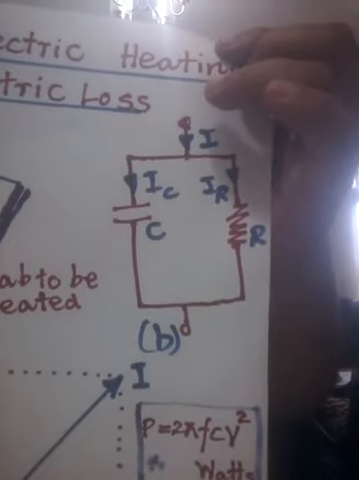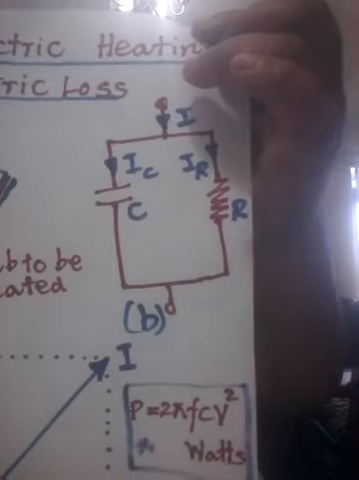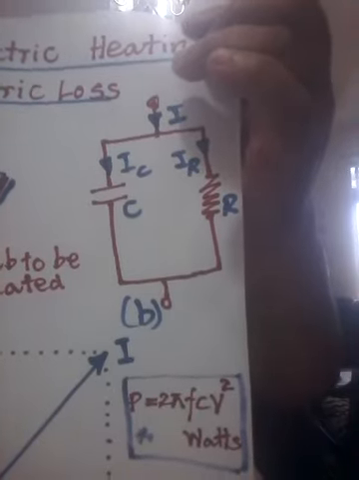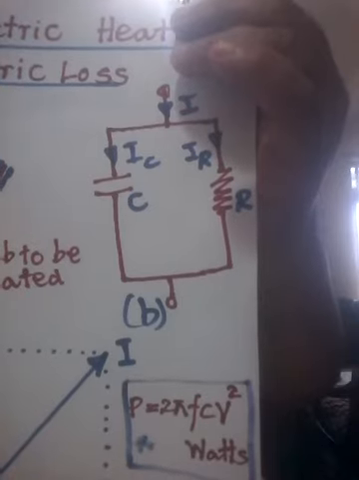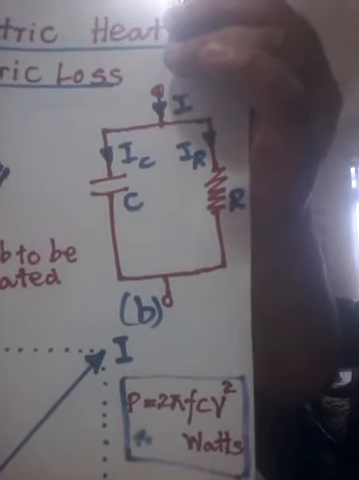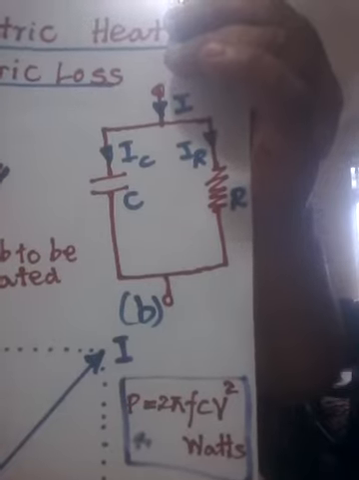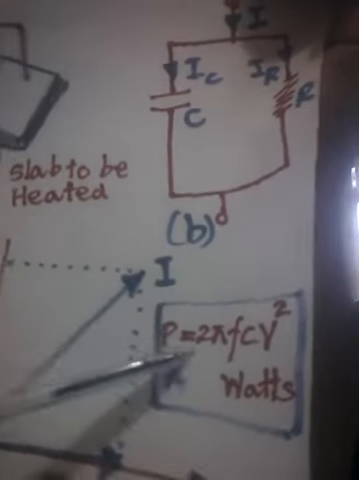Finally, we can give the equation for the heat loss: P equals phi f C V square. This is the equation for the heat, where P means power.